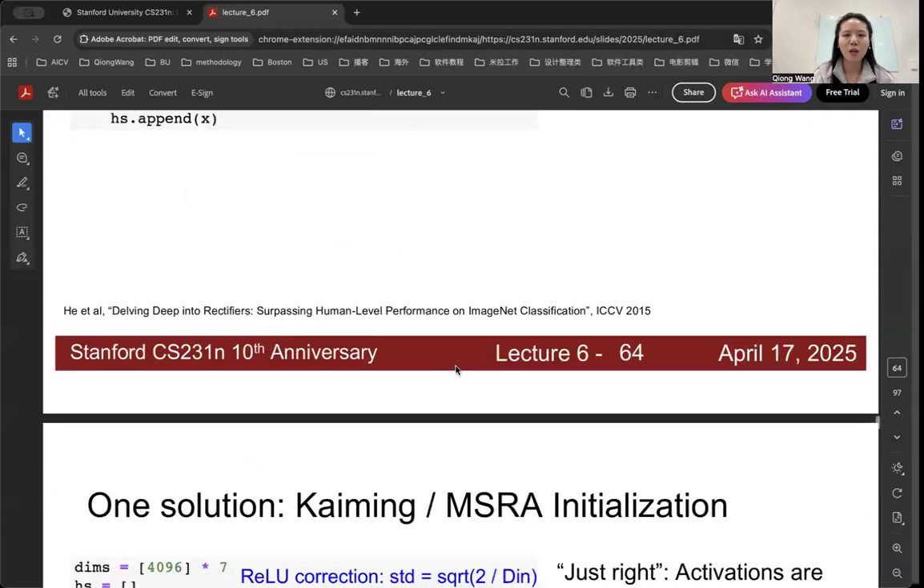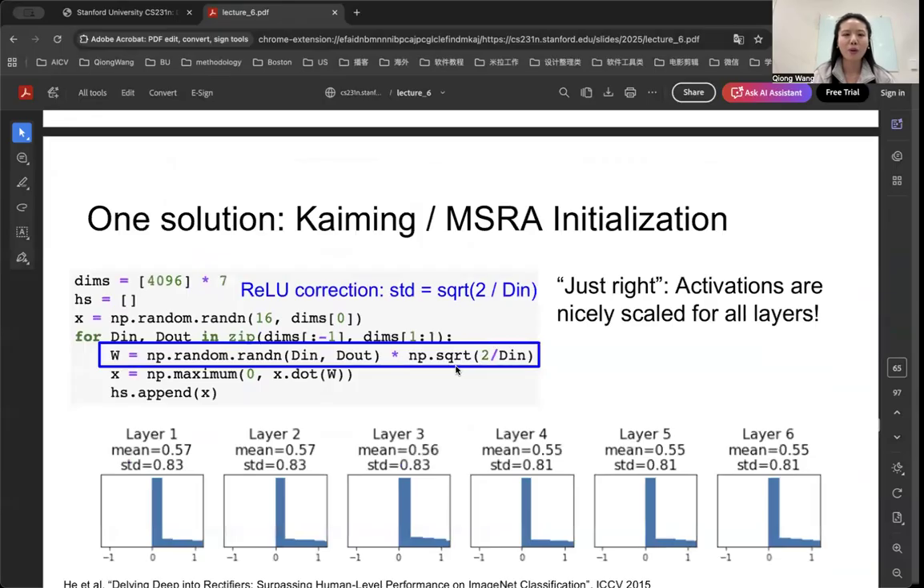How do we solve this problem? We replace the 0.05 with the square root of the input dimension number, and this is a very good way to solve this problem, which is the strategy coming. And activations are properly scaled for all the layers.